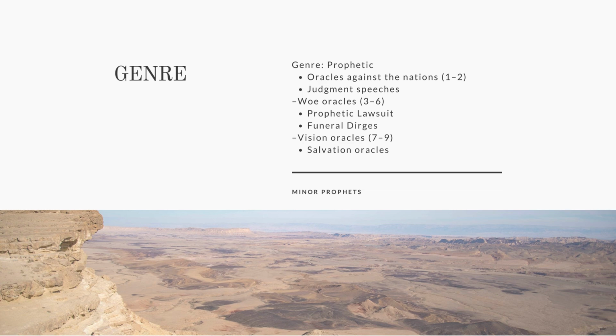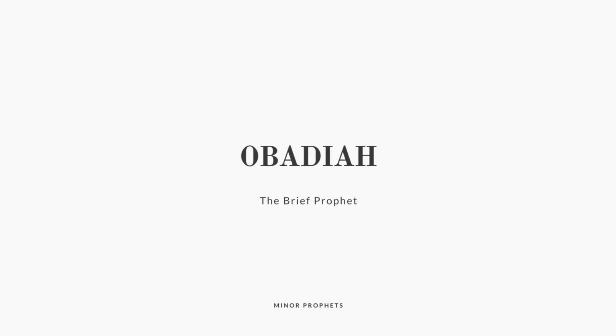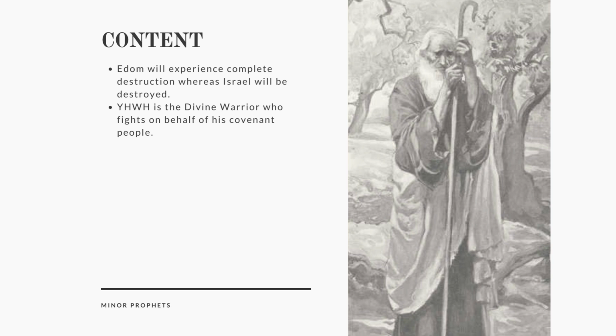As far as genre and how it's laid out, the genre is prophetic. You have oracles against the nations. You have judgment speeches, woe oracles, prophet lawsuit. For the literary genre of prophecy and prophet lawsuit, this is probably the number one place you go to. Funeral dirge, vision oracles, and then a salvation oracle at the ending.